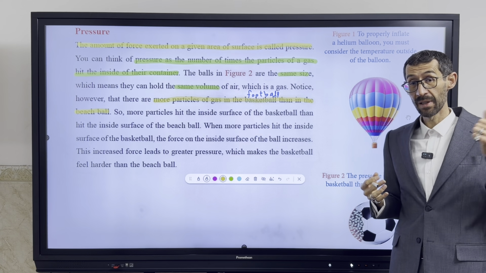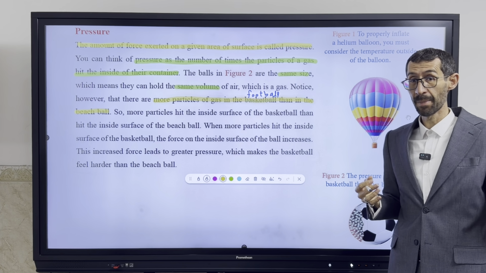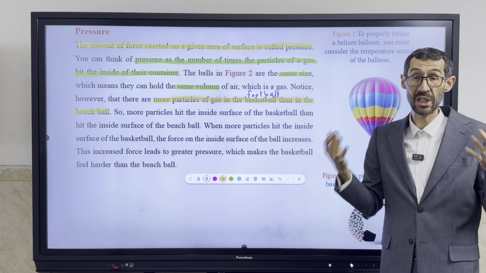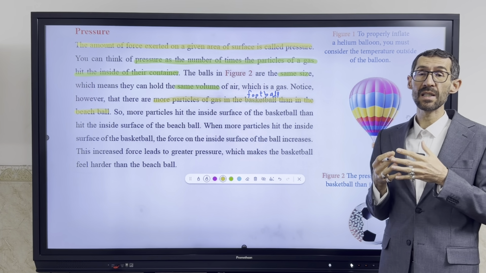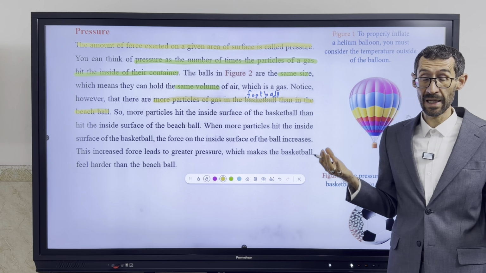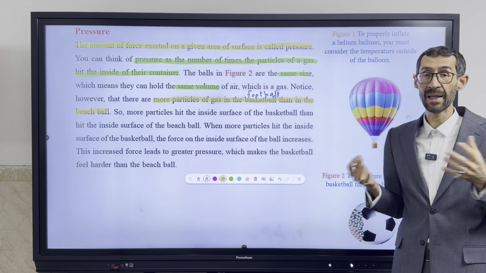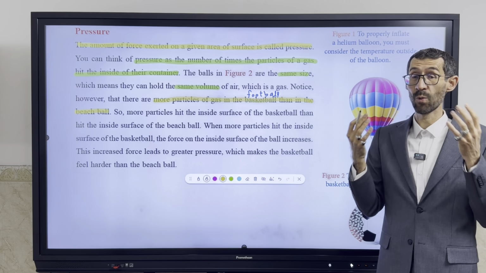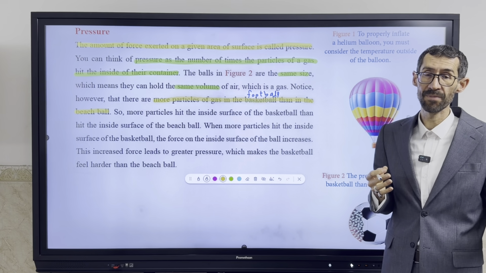It starts from the number of particles. The number of particles creates more collisions. More collisions create more force, and eventually more force on the inside wall of the container creates a higher pressure.